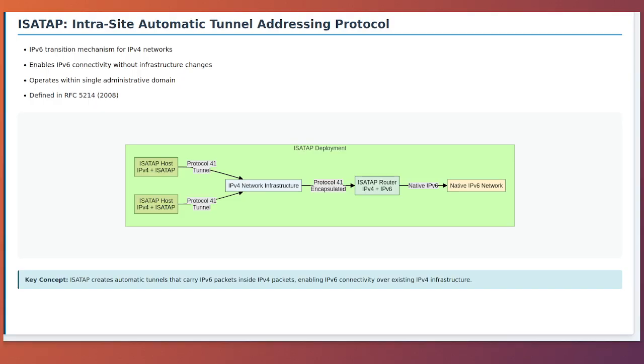ISATAP was defined in RFC 5214, which was published in 2008. The protocol has been widely implemented in operating systems including Windows, Linux, and various network equipment. Microsoft Windows has had built-in ISATAP support since Windows XP Service Pack 1, and it remained enabled by default through Windows 7. Understanding ISATAP is essential for network engineers managing dual-stack environments or planning IPv6 migration strategies.